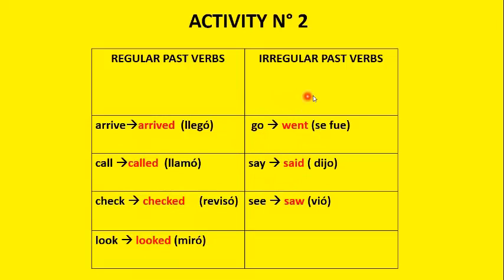Es un poco diferente. ¿Se parecen a estos? Absolutely no, no se parecen. Es irregular porque su forma del verbo cambia. No se parece, es diferente, right? Entonces tenemos acá go, went. Significa se fue. Okay. Luego tenemos say, said, significa dijo. See, de ver, su pasado es saw, vio.